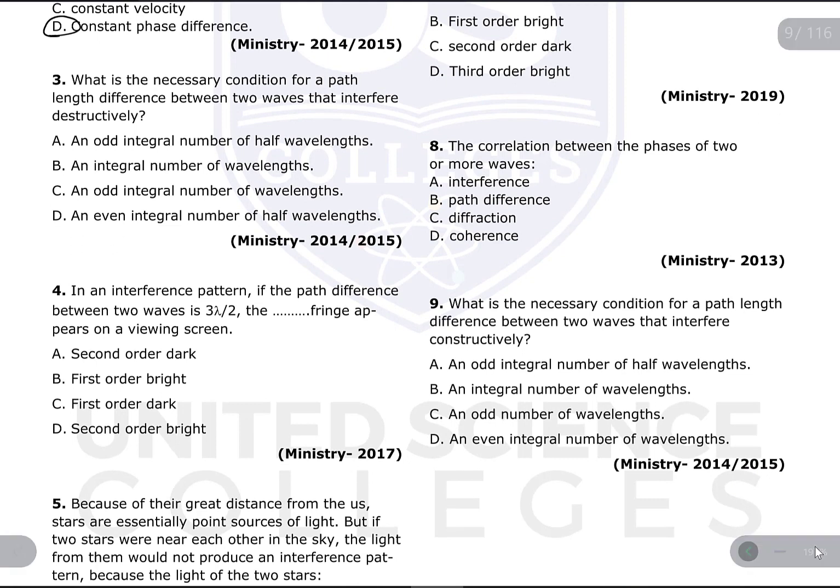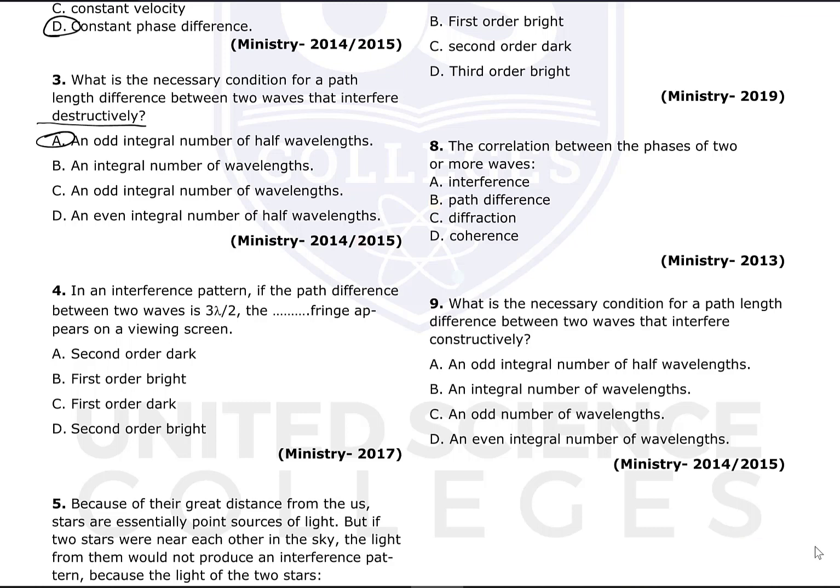Question number 3. What is the necessary condition for a path length difference between two waves that interfere destructively? Destructive interference. So an odd integral number of half a wavelength. So odd integral number means lambda over 2, 3 lambda over 2, 5 lambda over 2, 7 lambda over 2. So always we have 0.5 lambda, which provides the destructive interference. So this is the correct answer.